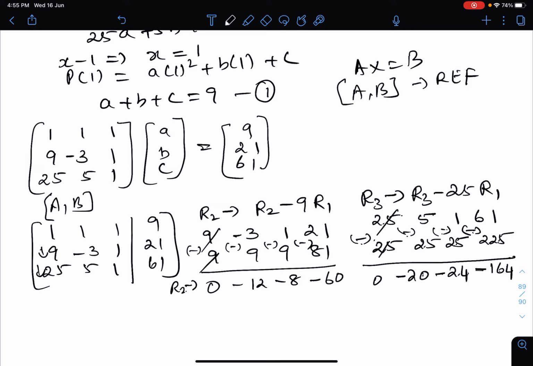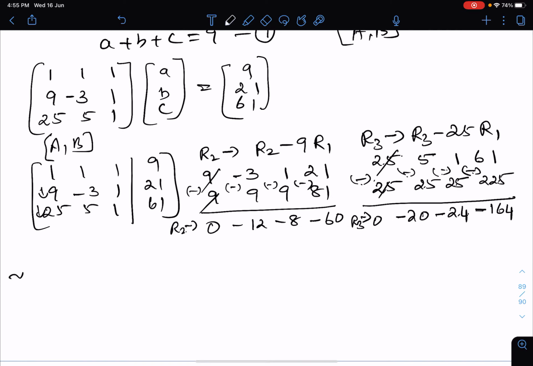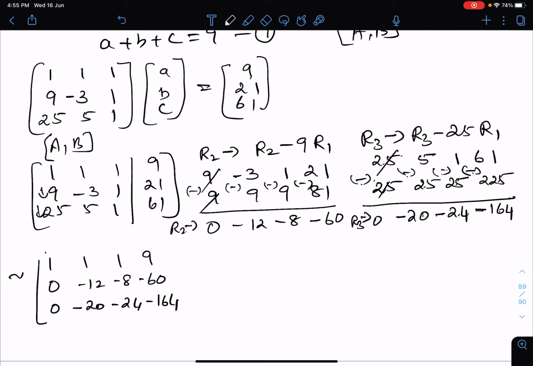Okay, everything in minus, and this is going to be our row 3. Now you can write your equivalent matrix. First row remains the same. Row 2: 0, minus 12, minus 8 and minus 60. And our third row: 0, minus 20, minus 24 and 164. Okay, this is our augmented matrix.